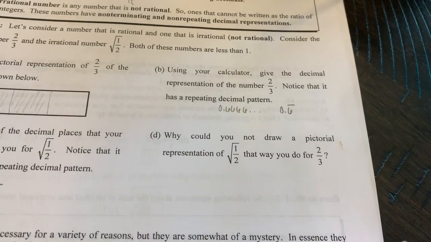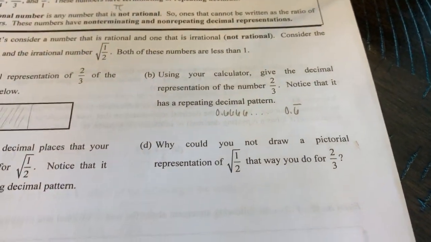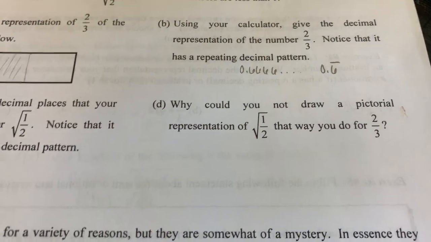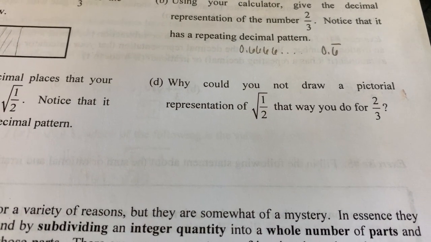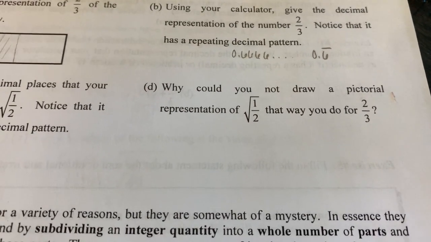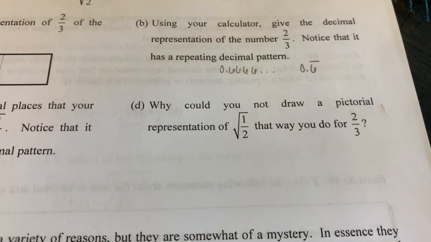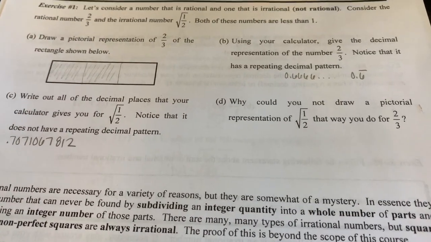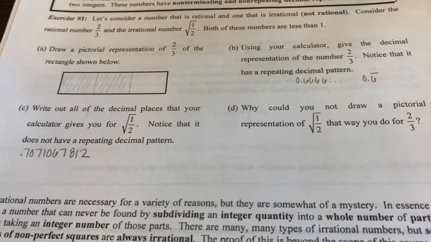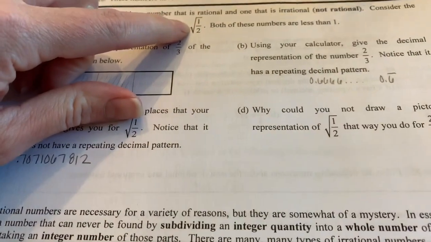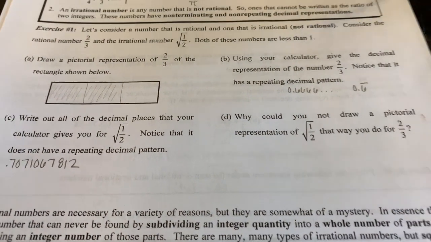Why could we not draw a pictorial representation of the square root of 1/2 the way that we can for 2/3? Well, with the number 2/3, you can divide the whole into an integer of 3 parts, and then you take an integer number of those parts, which is 2, and that would represent the quantity. That's the whole idea of what a rational number is. When you have an irrational number, there's no way of doing that. If this was the square root of a perfect square, I would be able to do it. But I don't know what the square root of 2 is, so there's no way of me doing this.